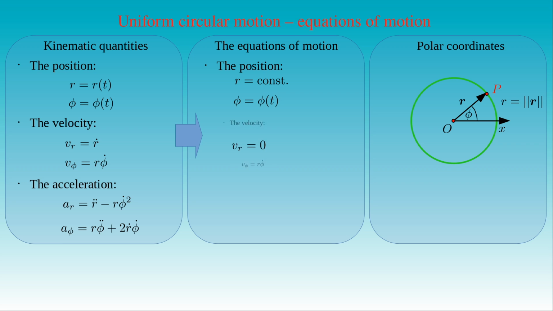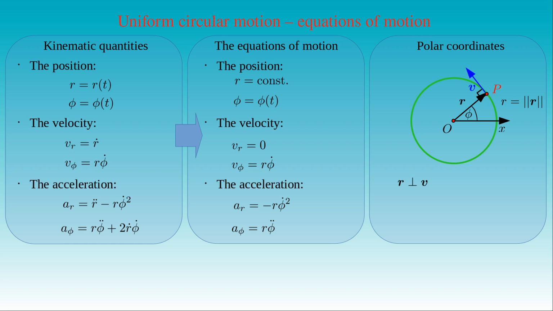The radial component of the velocity of the body traveling around the circle vanishes, and its azimuthal component remains r times phi dot. Both the components of the acceleration of the body reduce to the following expressions: its radial component is equal to minus r times the square of phi dot, and its angular component is r times phi double dot. These component equations demonstrate that the velocity v of the body is perpendicular to its position vector r.